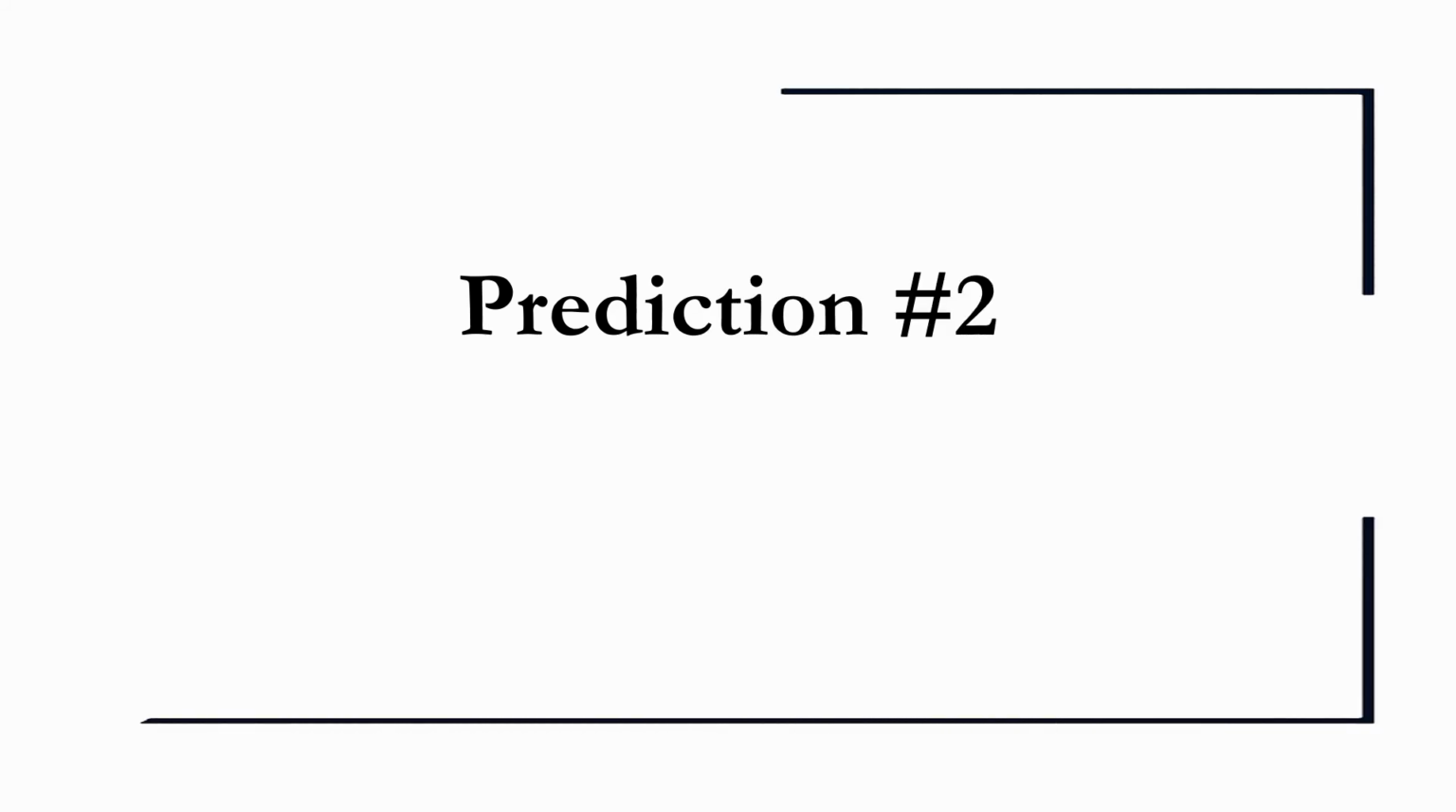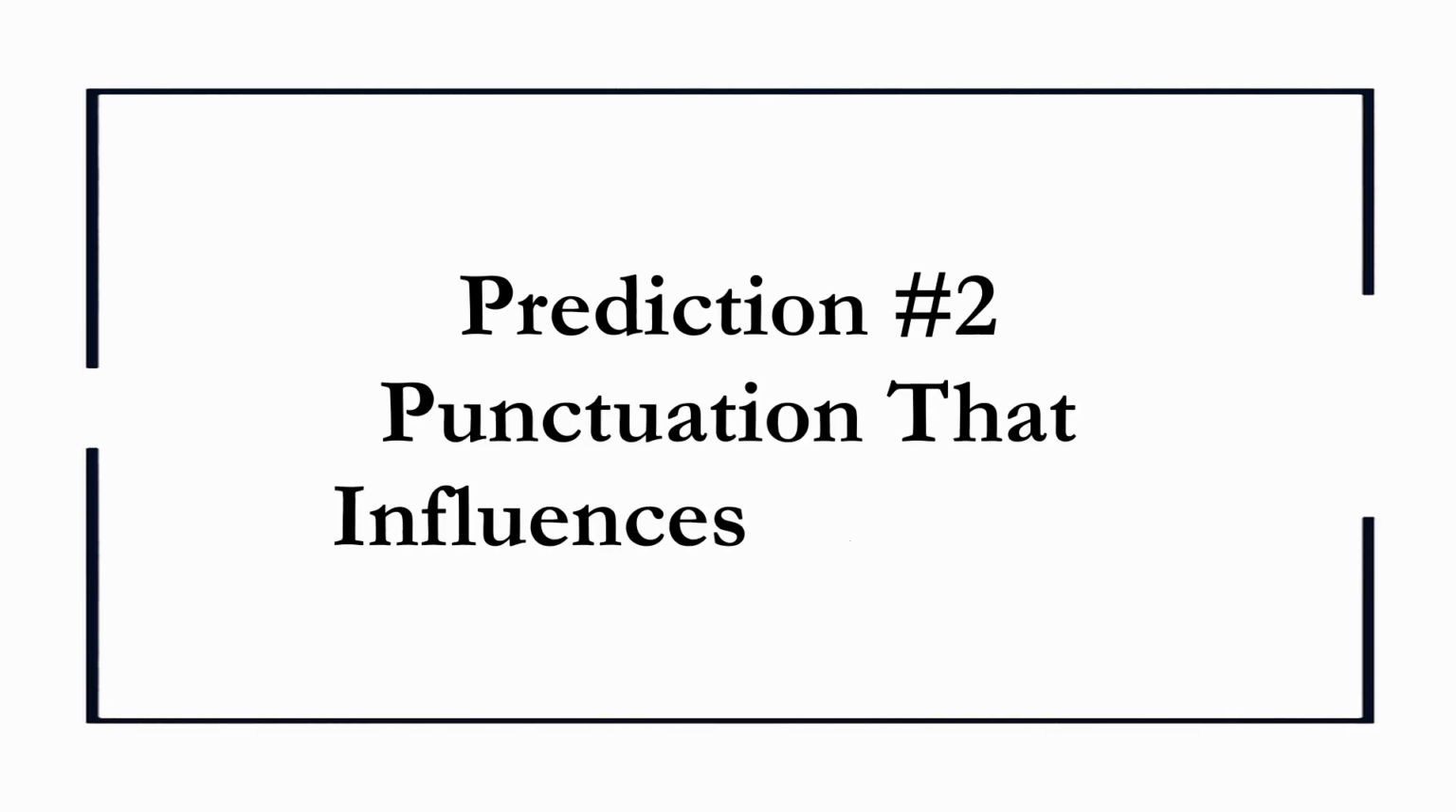Prediction number 2. Punctuation that influences meaning. Normally, punctuation questions are just about, well, punctuation. Like if you have two independent clauses, you'll want to separate them with a period or a semicolon, but not a comma. However, lately, we've been seeing some punctuation questions where the punctuation influences meaning.